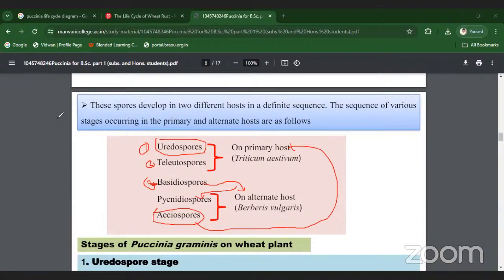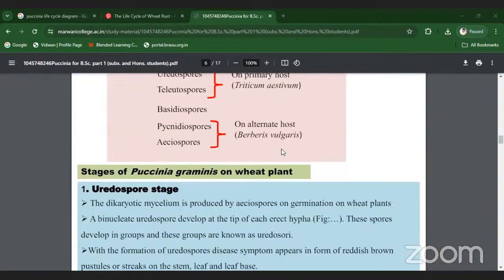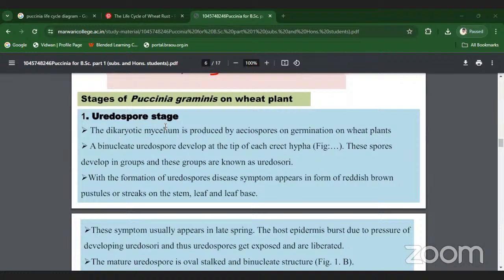So in the life cycle, first let's start with the primary host, wheat. In the primary host wheat, what is formed first? Urediniospores are formed. And these urediniospores are produced by aeciospores. I already told you how the aeciospore germinates and produces urediniospores. So the aeciospore on germination on the wheat plant produces a binucleate urediniospore, developed at the tip of each hypha. The spores develop in a group, this group known as uredosorus.